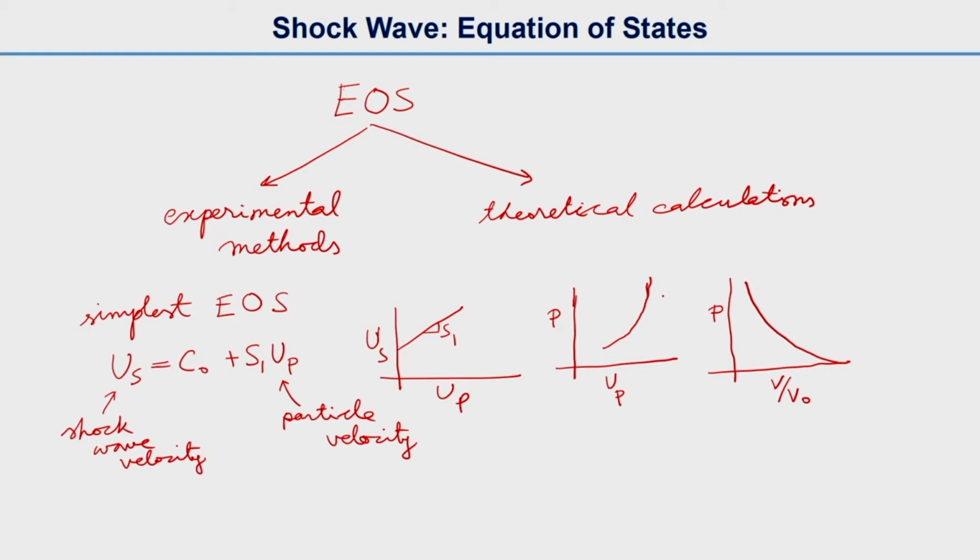The equation of state data is available from experiments. If you go to the textbook, you will get a couple of tables where these EOS parameters are mentioned in tabular form. For many materials we already know the equation of state, but for some materials we may need to obtain the EOS, the relationship between these parameters.